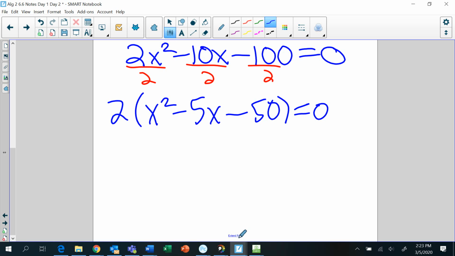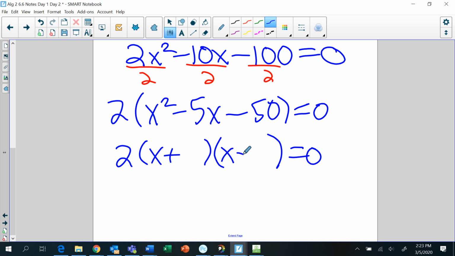Keep going. This is where you need the plus and minus. So we've got 2 parentheses. The parentheses are both going to have x and x. We've got 1 plus, 1 minus. Plus 5, minus 10. Everybody should know that. And then the goal is to solve it. So what do we do now?